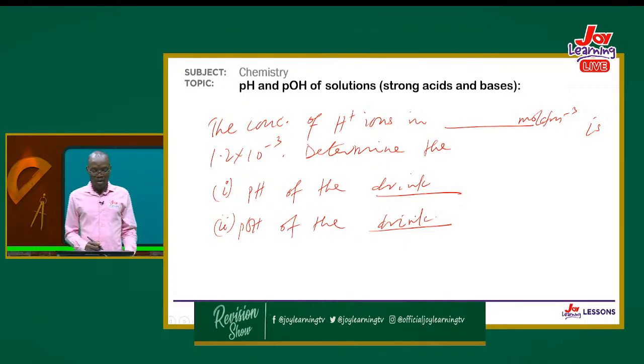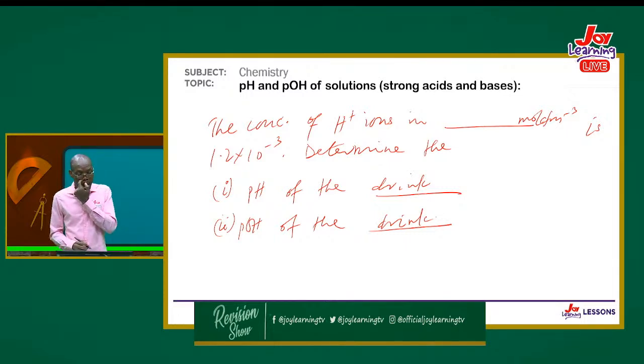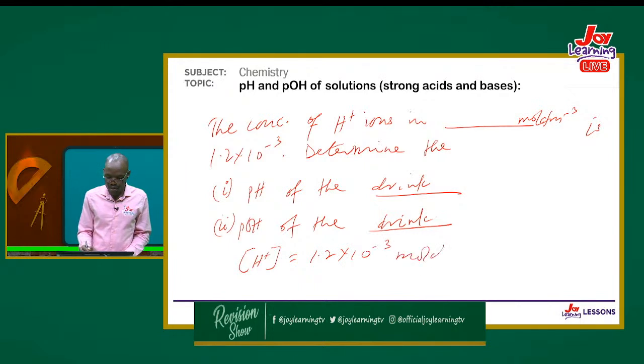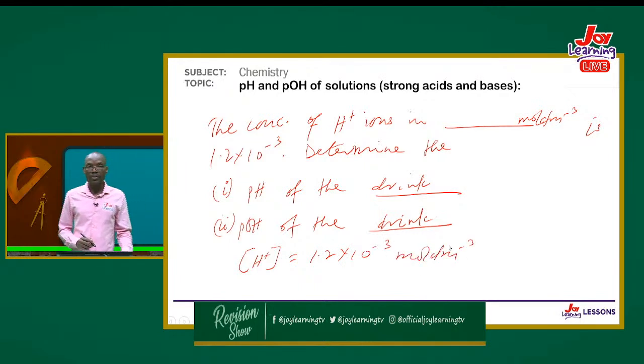Okay, so when you are given a question, number one, ask yourself, what have I been given? We have been given the concentration of H plus ions to be 1.2 times 10 power negative 3 mole per dm cubed. Then the next thing, what are we being asked to do? They say we should calculate (i) pH and then (ii) pOH.